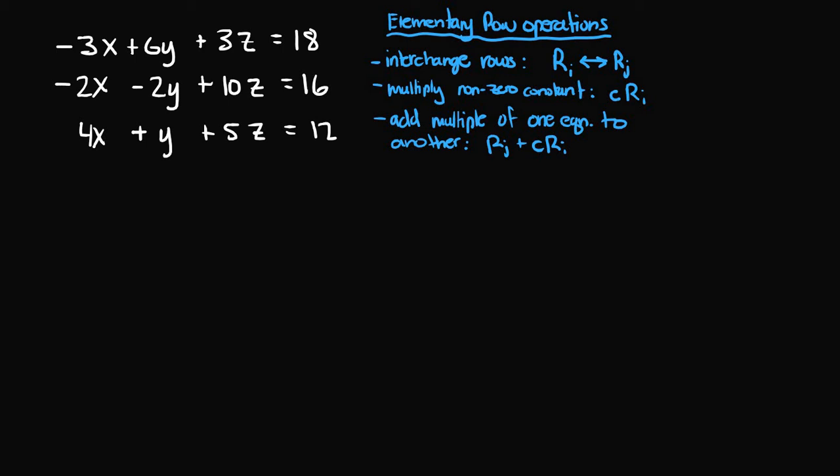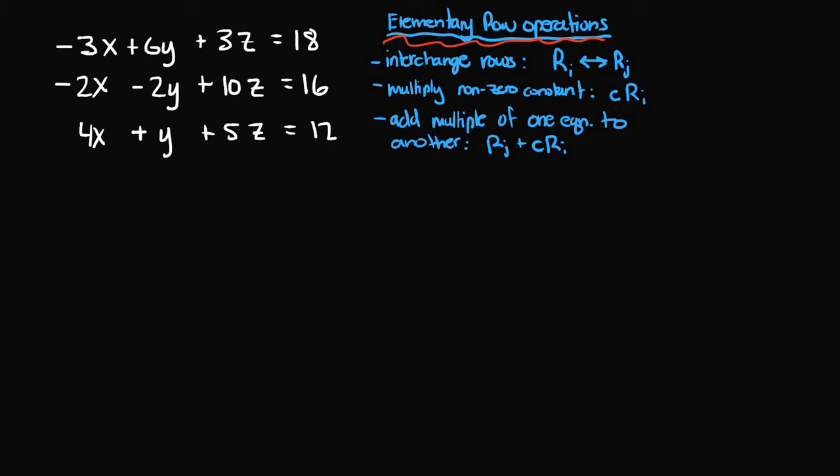Alright, let's take a look at this following system of linear equations, and let's use Gaussian elimination and back substitution to solve for the solution set. Now, we're going to be converting this system of linear equations into an equivalent system of linear equations in row-echelon form, and we can do that using our elementary row operations here.